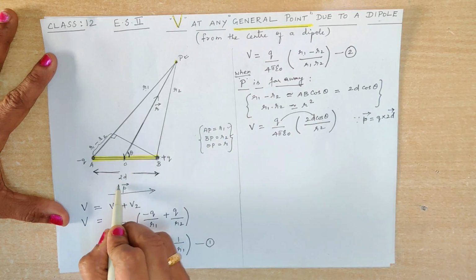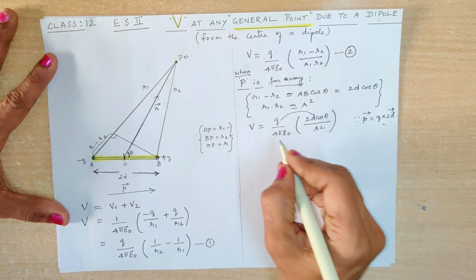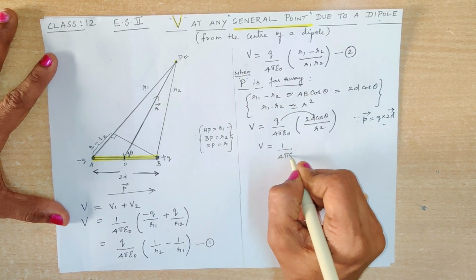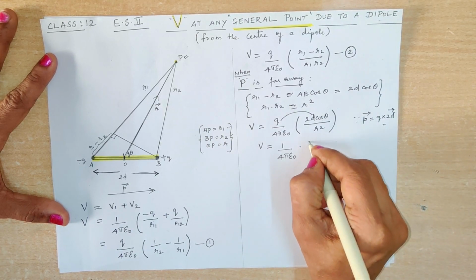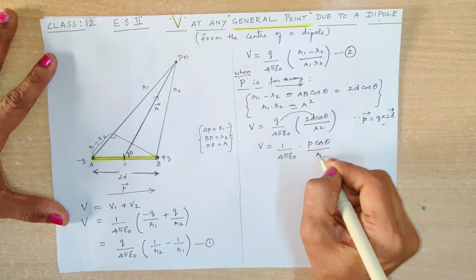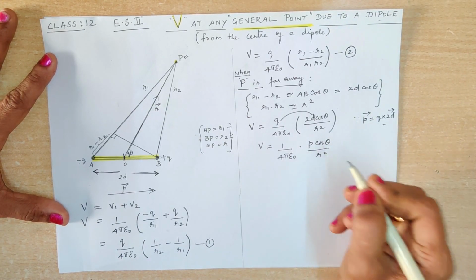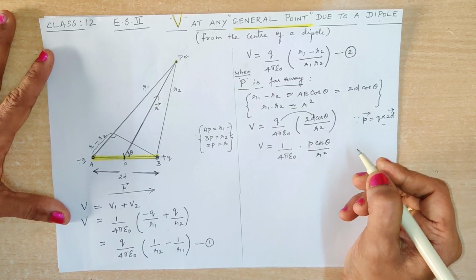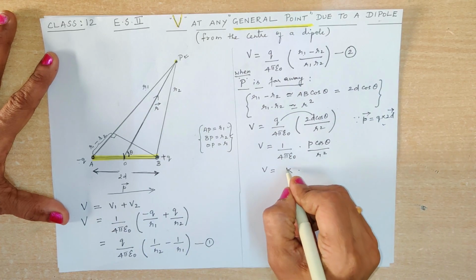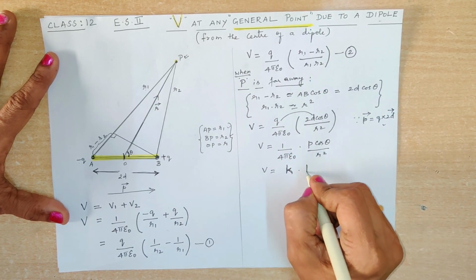2D, of course, the dipole moment takes the direction from negative charge to positive charge. So we have written this. Now we simplify this 1 by 4 pi epsilon 0, P cos theta by r square. We can also write this in terms of position vector. We can also write this in a further modified way, where we write 1 by 4 pi epsilon 0 and P.